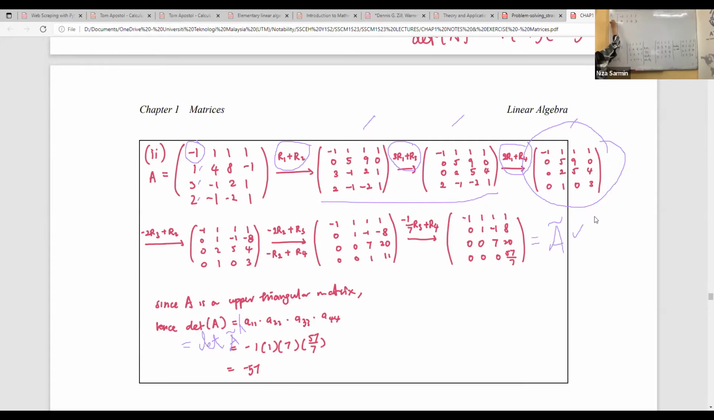Negative 2, row 2 plus row 3. Negative 5, row 2 plus row 4. So I get 0, negative 2 and add. Negative 5 and add. 0, 5.